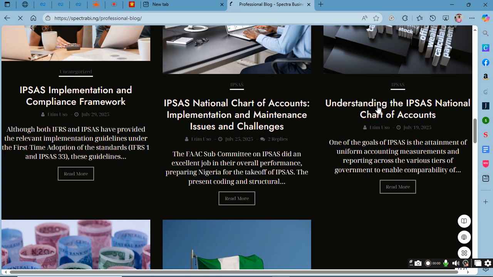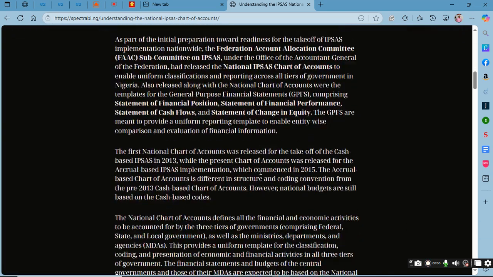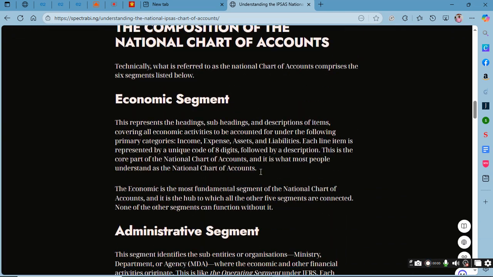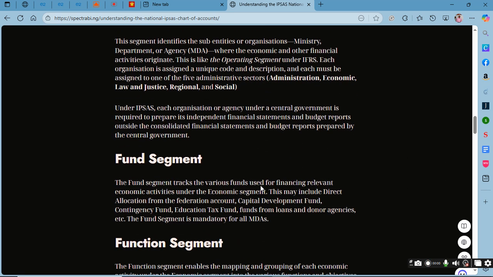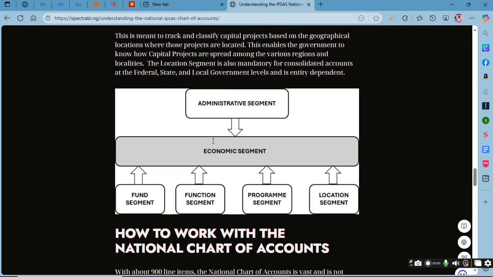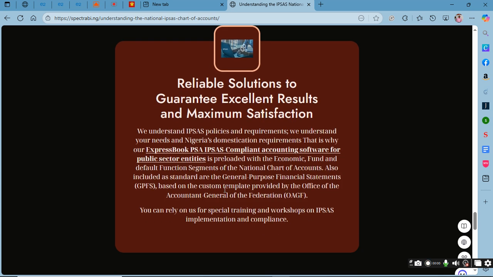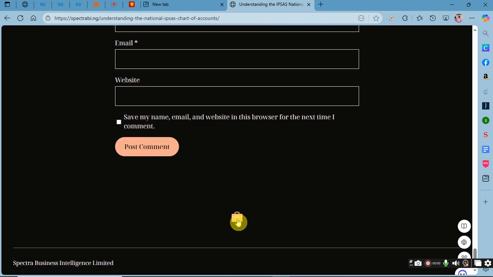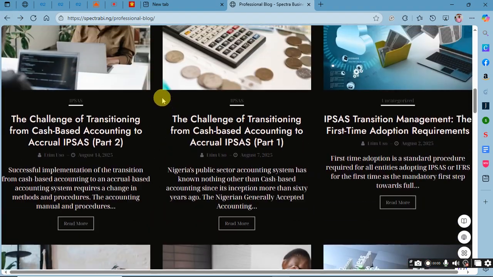So if you go here, for instance, you will see that you have a lot of information that will enhance your understanding and knowledge of the system. The composition of national chart of account, economic segment, we have talked about that. So you can see the explanation for each of these segments. And then the schematic for how these segments are connected into the system with each other in budget and financials. So this is the tool that you can use to go deeper and deepen your understanding of IPSAS.